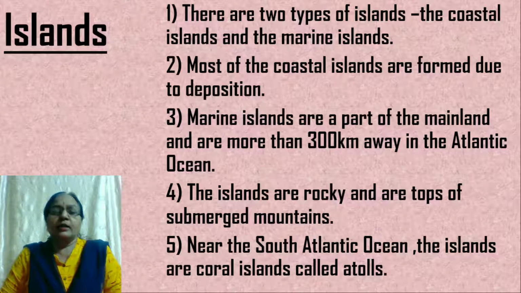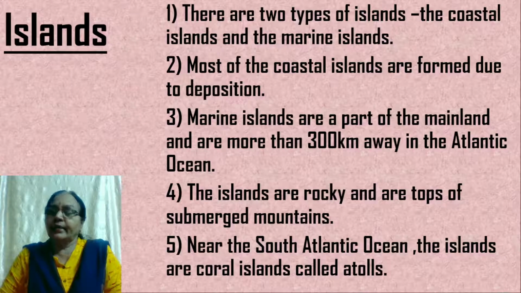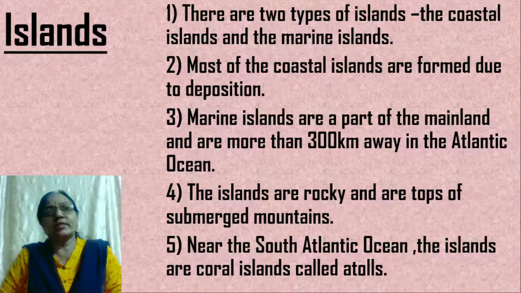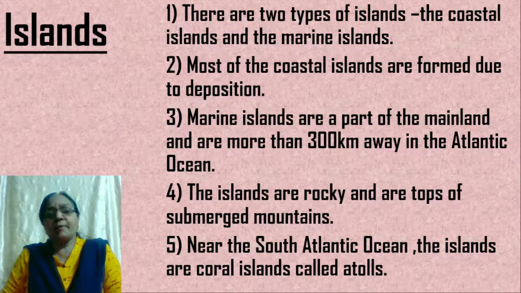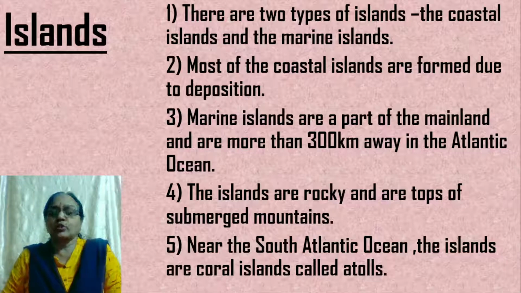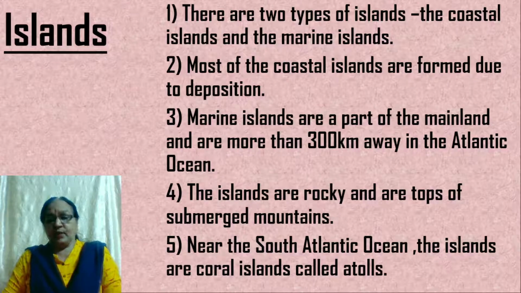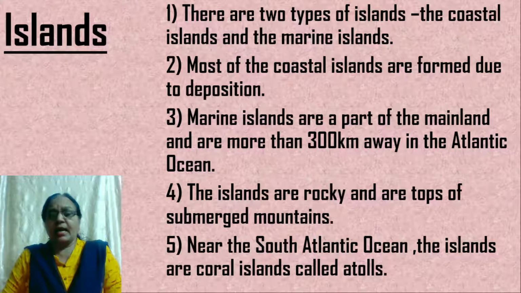Now, let's come over to islands. In India, we have two groups of islands. One is in the Arabian Sea, called the Lakshadweep Islands, and the other one is the Andaman Nicobar Islands in the Bay of Bengal. Here, two groups of islands can be seen. The coastal islands, which are found very near the coast, formed due to deposition of alluvium. And the second one is the Marine Islands. Now, Marine Islands will be seen far away from the mainland, usually about, say, 300 kilometers away in the Atlantic Ocean.